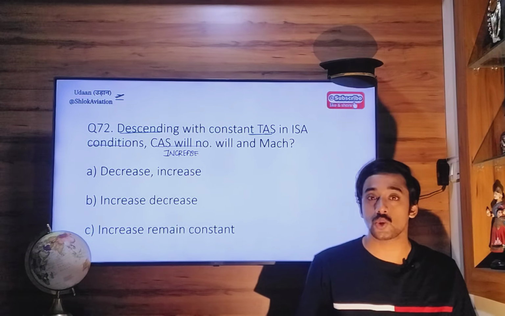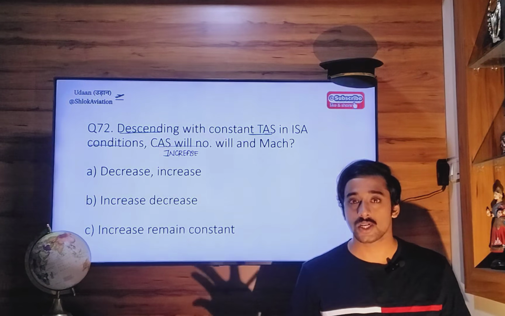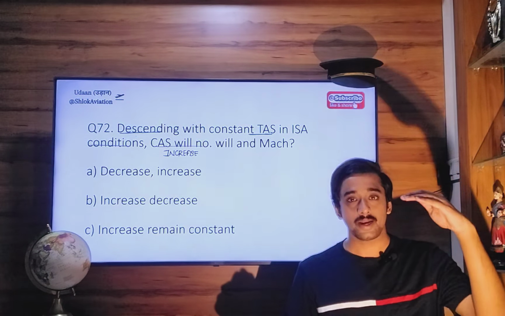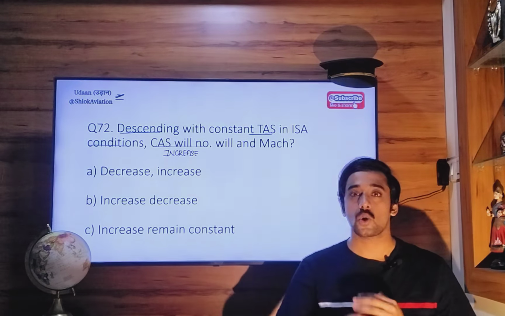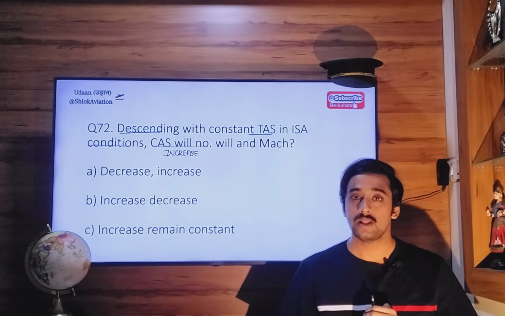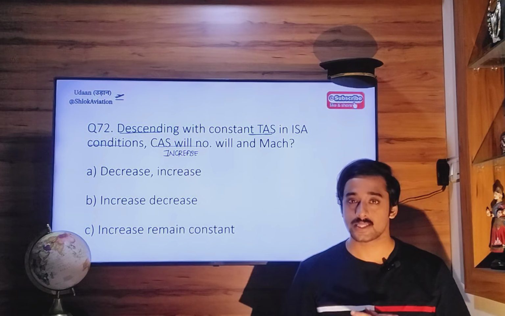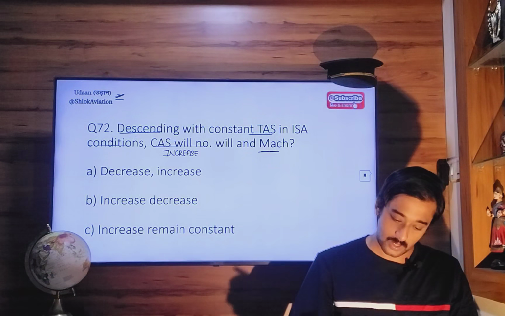Calibrated airspeed is solely dependent on atmospheric pressure. It does not depend on temperature, humidity, nothing. Only and only atmospheric pressure. So coming down, atmospheric pressure increases. So if you are descending at a constant true airspeed, what will happen? Calibrated airspeed will automatically go on increasing in value. Okay. Now what will happen to Mach number?